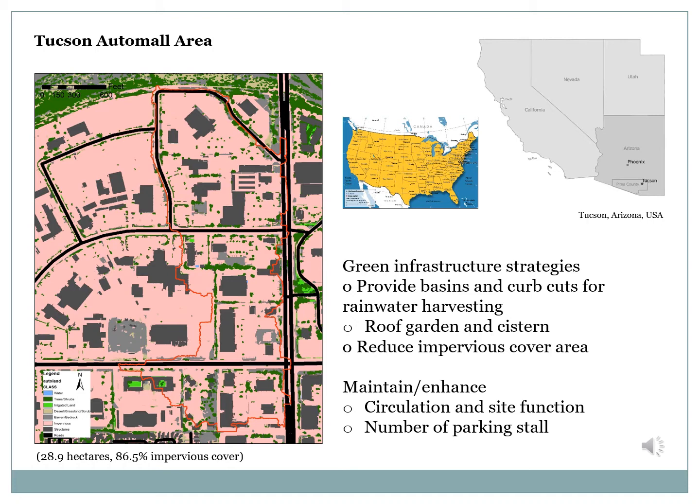We have 3 student teams. Each of them came up with a very different design approach, but in general, we have laid out some strategies for them. So the green infrastructure strategies we have are: number 1, providing basins and curb cuts for rainwater harvesting. Number 2, when there are buildings associated with the design, we promote green roof design and systems for rainwater harvesting. And the third, we try to retrofit some of the impervious cover to pervious cover, so in total we reduce the impervious cover area.